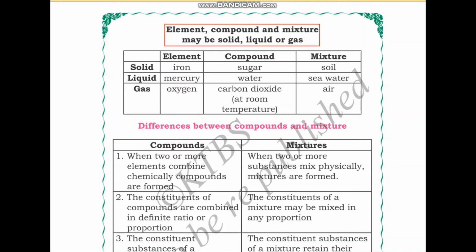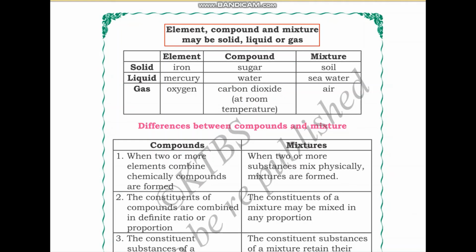Next, a solid compound is sugar. So we learned that sugar is made up of carbon, hydrogen and oxygen. So it is in solid form, correct? So an example for solid compound is sugar. Next, liquid compound is water. So water is a compound of hydrogen and oxygen. So liquid compound is water. And gaseous compound is carbon dioxide at room temperature. Carbon dioxide is made up of carbon and oxygen.